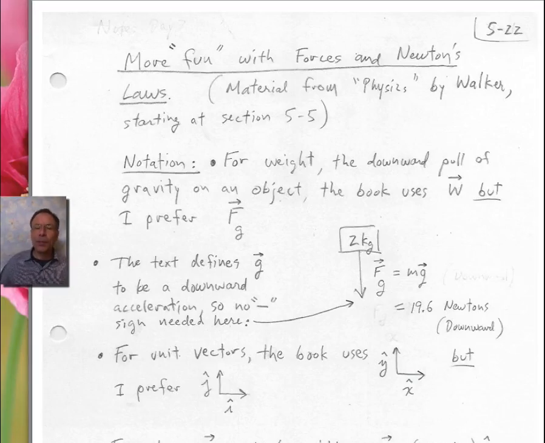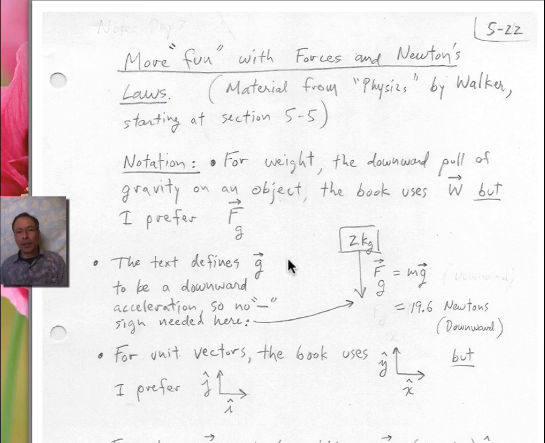All right, let's keep going with our notes on Newton's laws. I'm now in the second packet, and that would be page 22. First of all, I'm reminding you that the book uses W to represent the weight, the weight vector, but I prefer to use F sub g, the force of gravity, but it means the same thing.